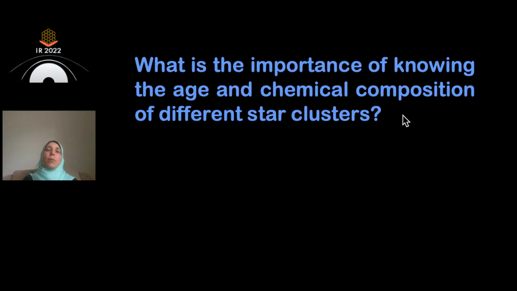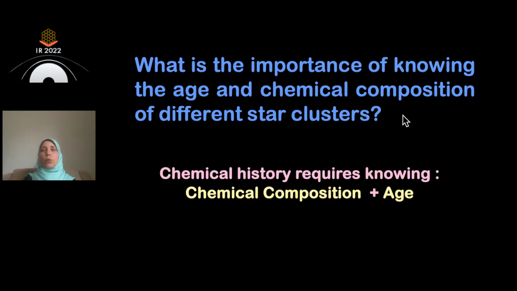But then the question becomes, what is the importance? So we're trying to learn about the chemical composition of the different star clusters and their ages. But what's the point? Why do we need to know this? And the answer is simple. If we want to know the chemical history of a galaxy or a group of star clusters, we need to know their chemical composition and their age. So age, which is time, tells us at what time in the history of this galaxy this chemical composition happened or was there in the galaxy.